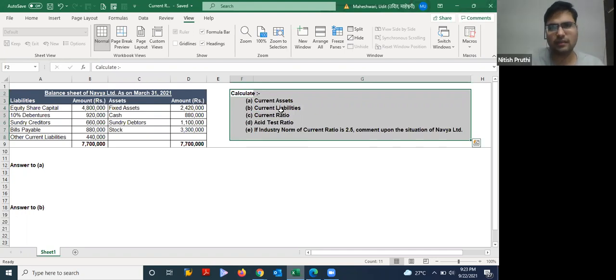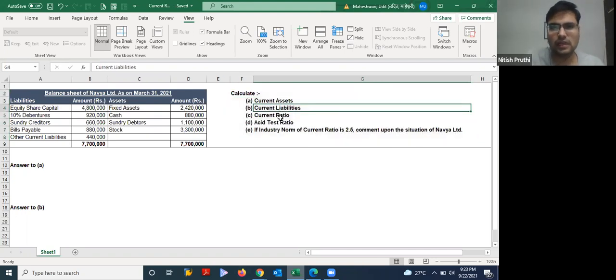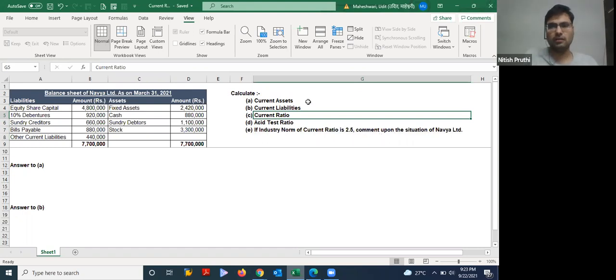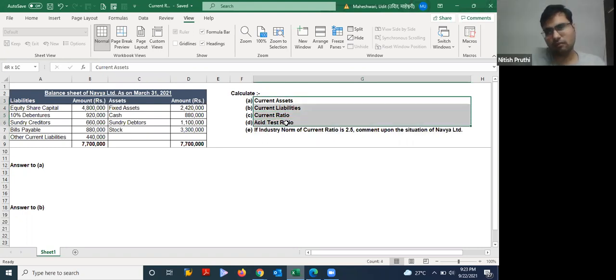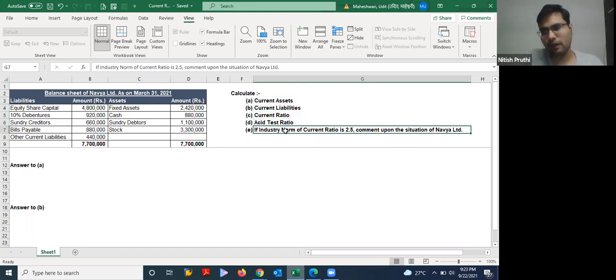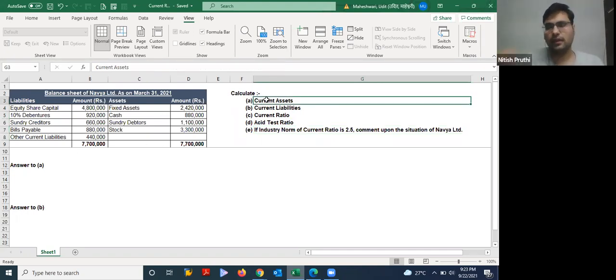One is current assets, another is current liabilities, third is current ratio, fourth is acid test ratio, and the fifth one is: if the industry norm of current ratio is 2.5, comment upon the situation of Navya. So 4 parts are calculated, while the fifth part of the question is a little analytical. Okay, so let's start with the first one, current assets.